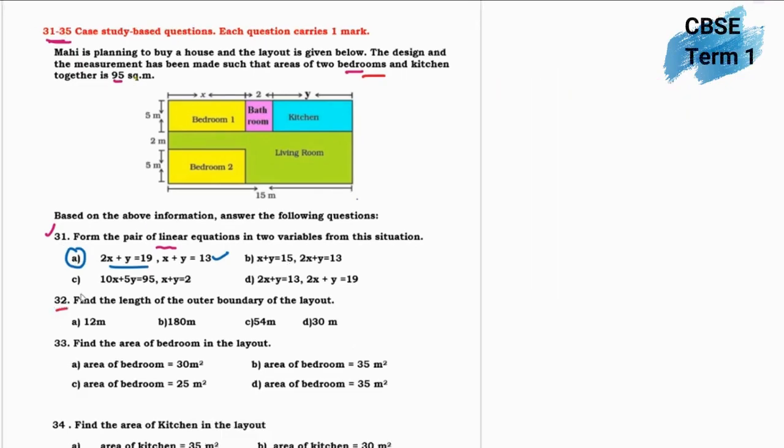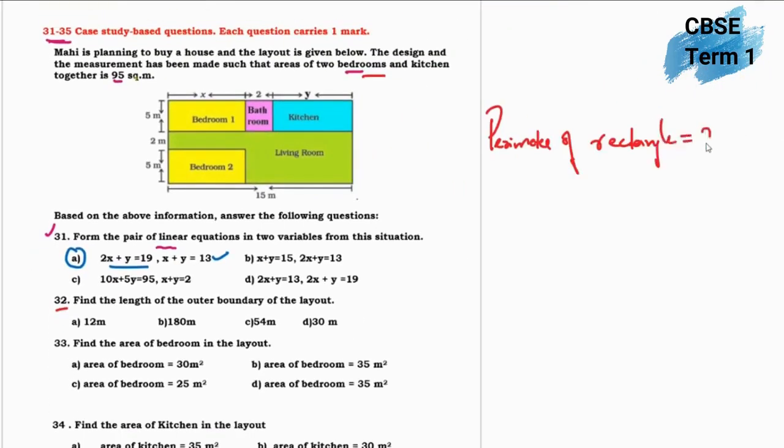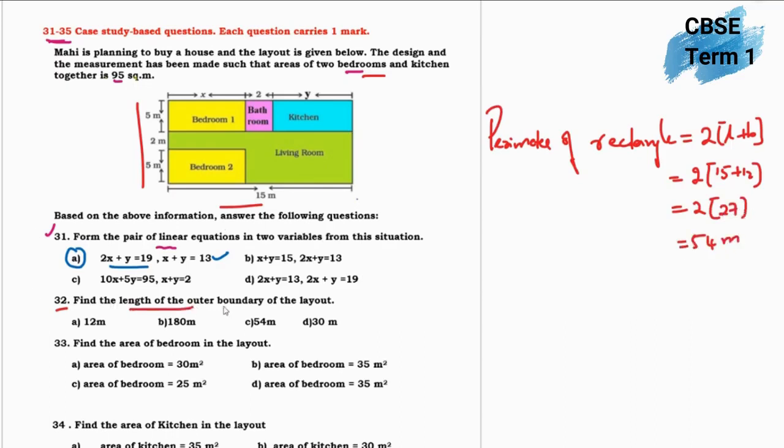Moving on to the 32nd question. Find the length of the outer boundary of the layout. Outer boundary of the layout is nothing but the perimeter of the rectangle. We know the perimeter of rectangle formula is 2 into (L plus B), where length in the layout is 15 and breadth is 5 plus 2 plus 5, which is 12. So 15 plus 12 is 27. 27 times 2 is 54. So perimeter of rectangle, or length of the outer boundary of the layout, is 54 meters.